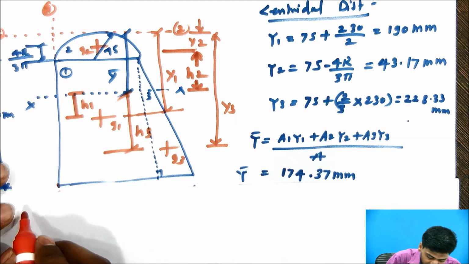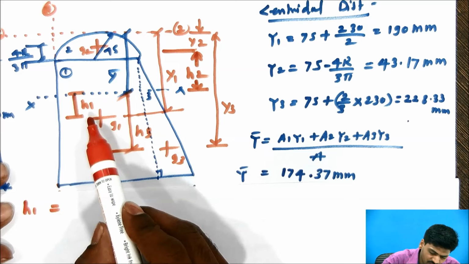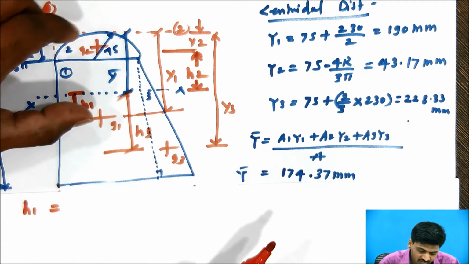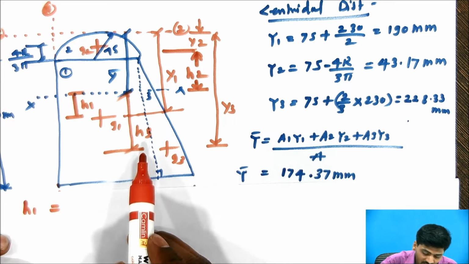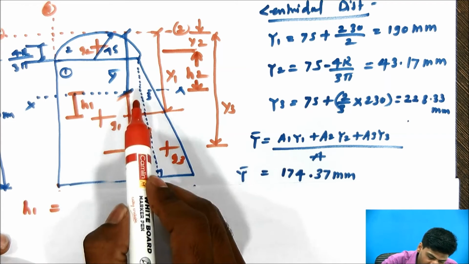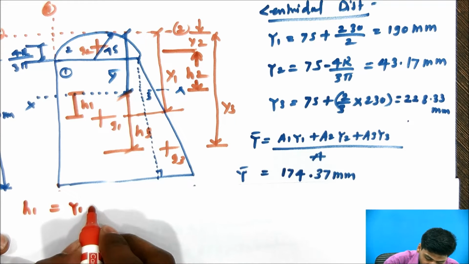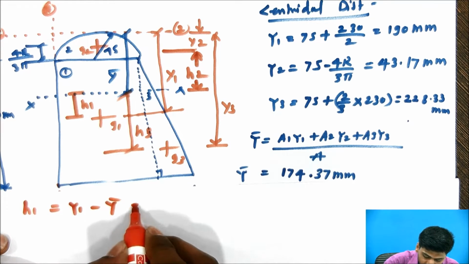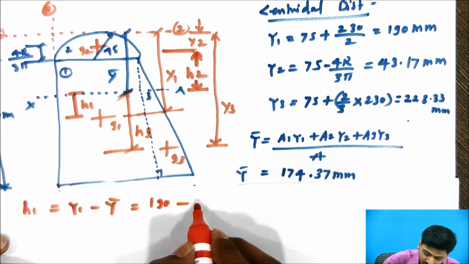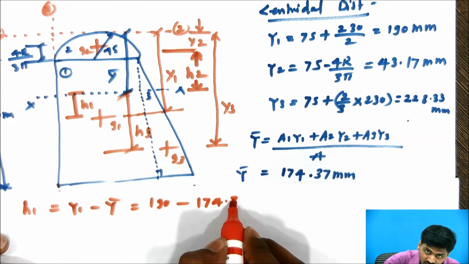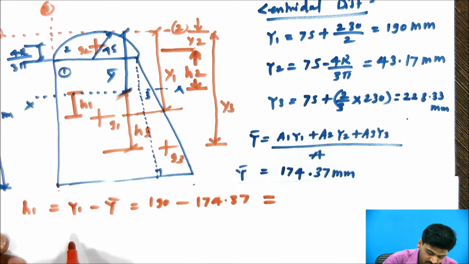How to calculate it? H1 is equal to, let's observe H1. So this total distance, you may observe, is nothing but your Y1. Y1 minus Y bar, you will get H1. So Y1 is 190 minus your Y bar, 174.37. You will get the value of H1.